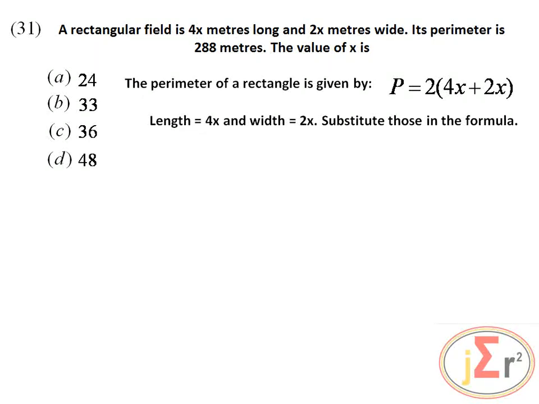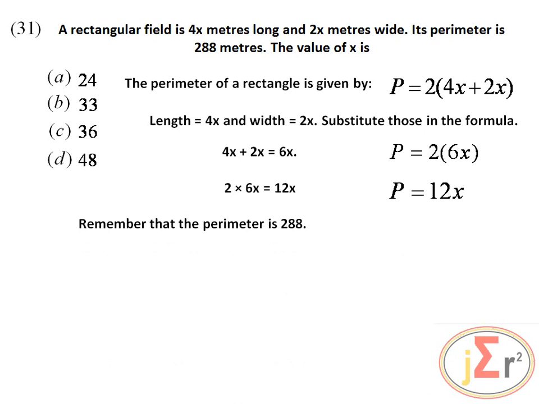So we have 2 times the sum of 4x and 2x. 4x plus 2x is equal to 6x. The perimeter is equal to 2 times 6x. 2 times 6, 12. So 2 times 6x will give 12x.